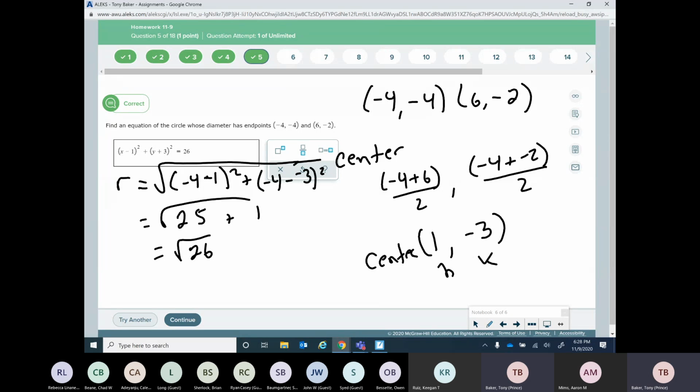So once I got my center, I then do my distance formula to find my radius. My center is 1, negative 3, and I'm going to use the negative 4 point. You could use the 6, -2; it would give you the exact same answer. So I do the distance formula, -4 minus 1 squared plus -4 minus -3 squared, which gives me a radius of the square root of 26. However, the problem for a circle uses the radius squared, so when you type it into the problem, you're doing the square root of 26 squared. And that's why you only typed in 26.